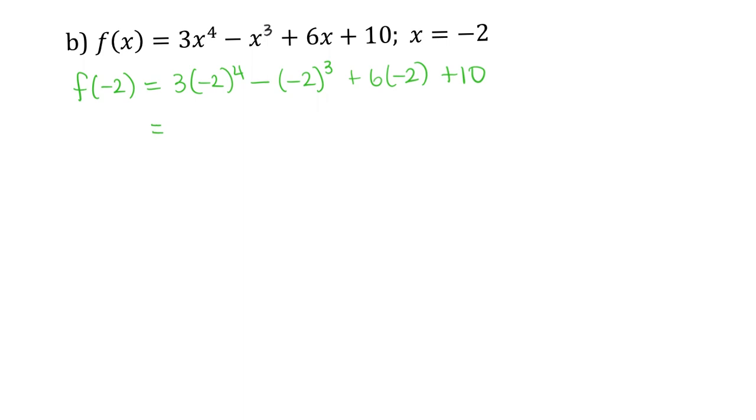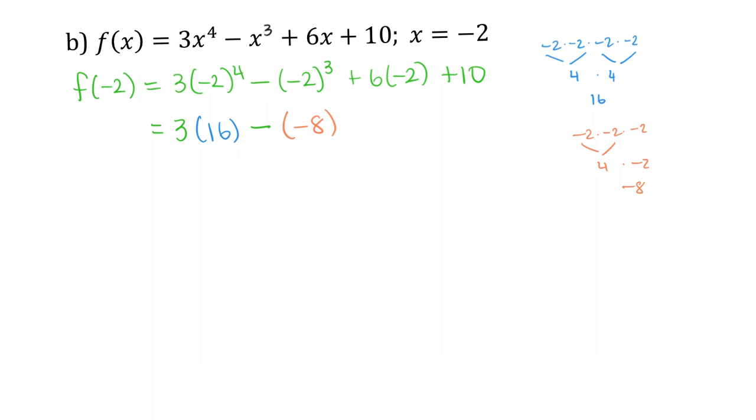Okay, I got to do the exponent first. So negative 2 to the fourth, negative 2 times negative 2 times negative 2 times negative 2. Okay, you can do them in order. You can break them up as long as you respect their signs. So negative 2 times negative 2, that's positive 4. That's positive 4. So this is going to be positive 16. Okay, minus. Now let's do negative 2 to the third. Negative 2 times negative 2 times negative 2. So that's 4 times negative 2, which is negative 8.